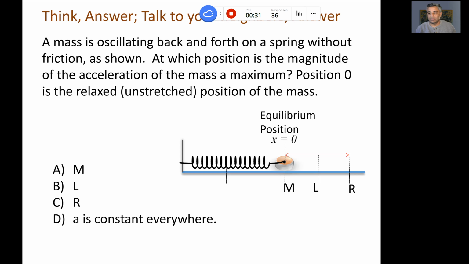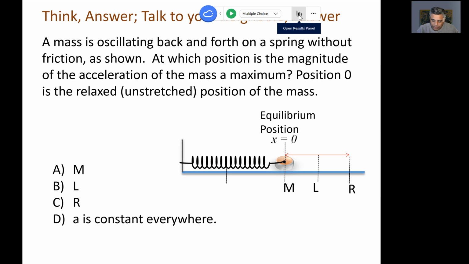Thirty more seconds. Five more seconds. 5, 4, 3, 2, 1, and it stops. Okay.